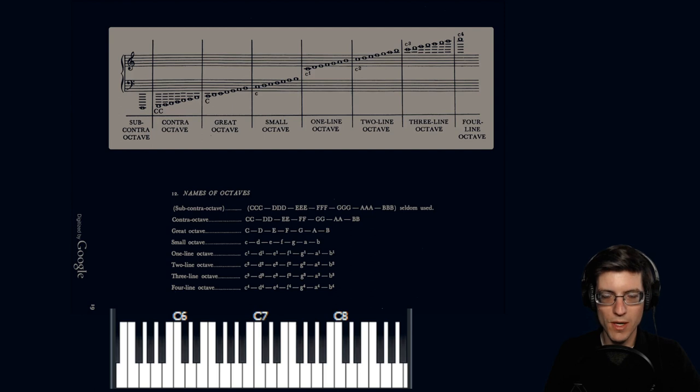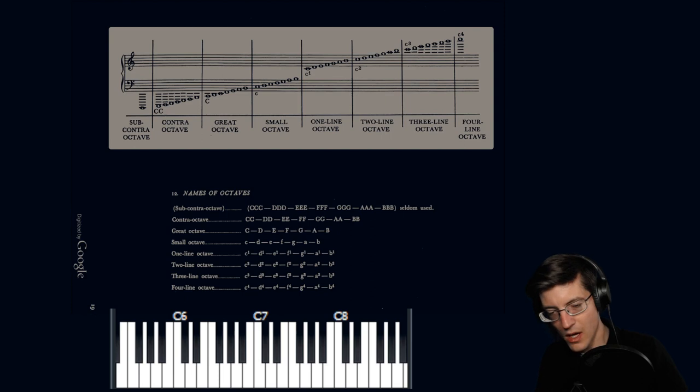Then we have contrabass. This is sounding an octave lower than written and using the bass clef. So if you see a note written here as middle C, it's actually played the note below.